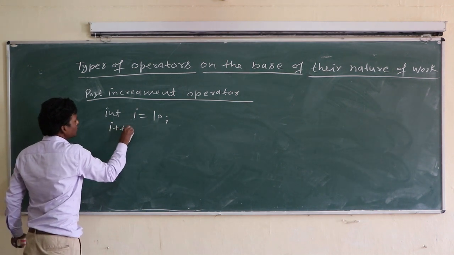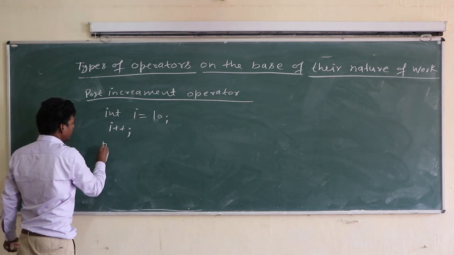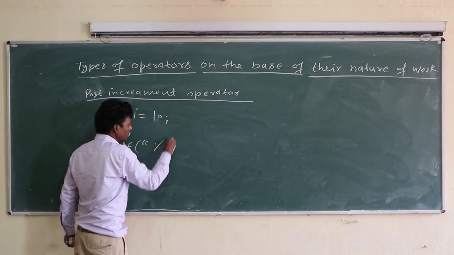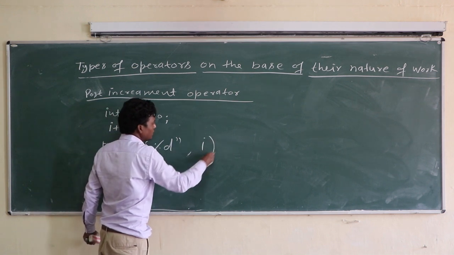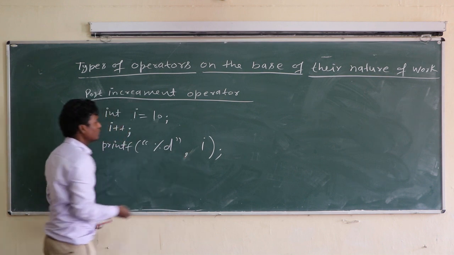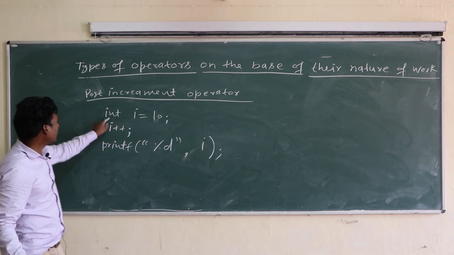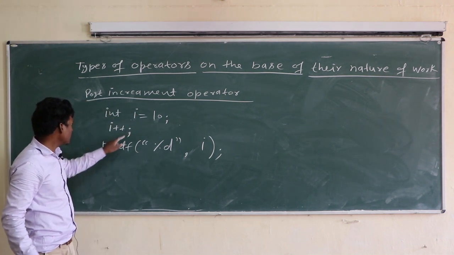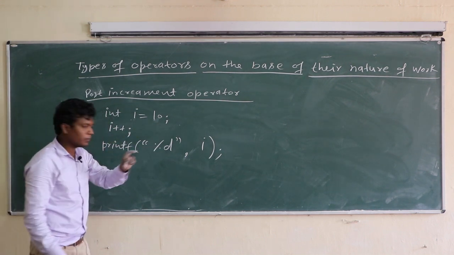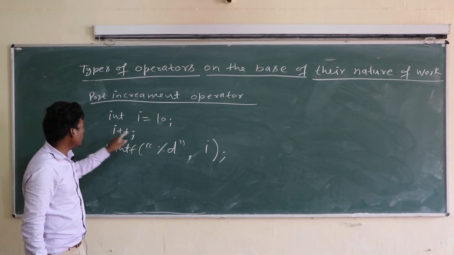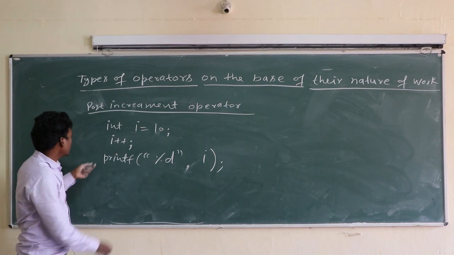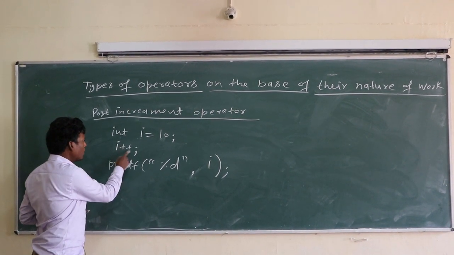i++; printf("%d", i); you print i. Class, here you can see int i = 10; i++;. There are three statements. This is a statement, this is a statement, this is a statement. So I have the value 10. Here i++ is written, so i++ is not performed before the semicolon.